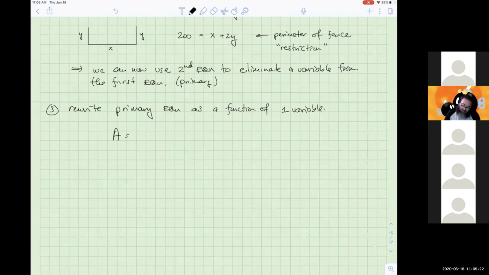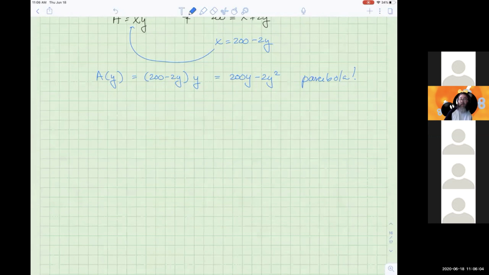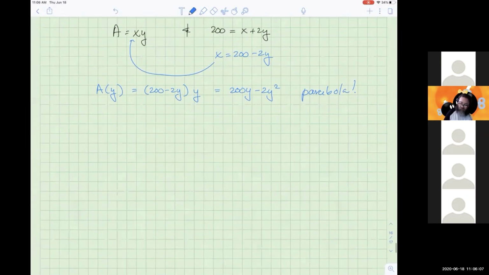So A is equal to XY, and 200 is equal to X plus 2Y. So this means then, let's see, X is easiest enough to solve for. X is 200 minus 2Y, which can be substituted in here, and that means A, now as a function of Y, is 200 minus 2Y times Y, which is 200Y minus 2Y squared. And this is a parabola. It's quadratic. And we should be able to beat up on this and use it to answer the question.